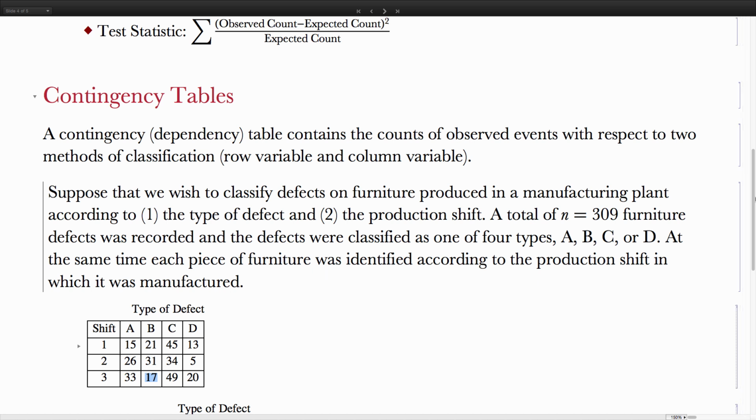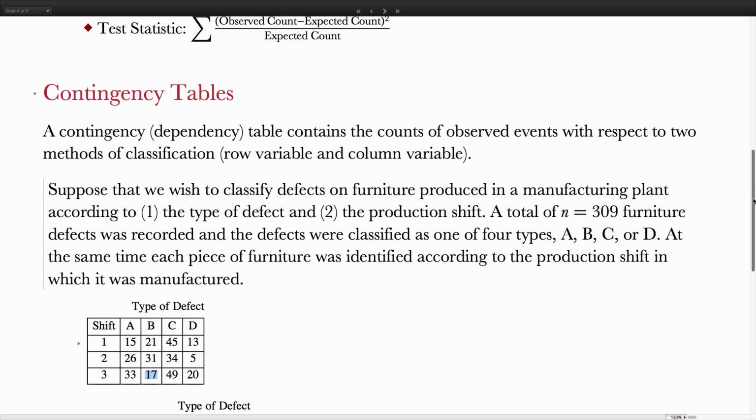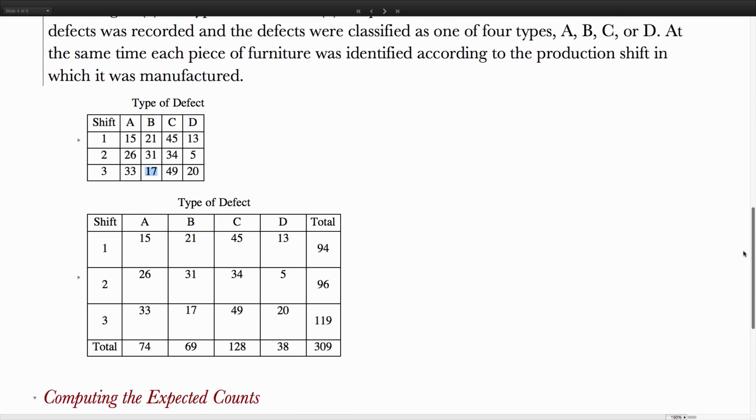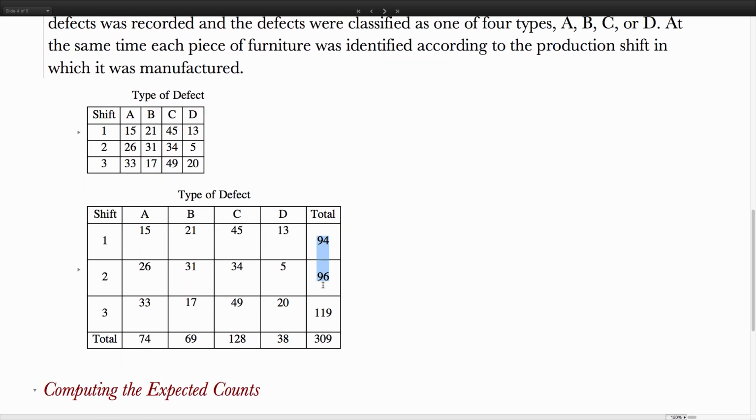Okay, now we could of course add the rows and add the columns, so we could have row totals. So these three numbers are the totals for the 3 rows. So 15 plus 21 plus 45 plus 13 is 94. And 26 plus 31 plus 34 plus 5 is 96, etc. And at the bottom here we have column totals.